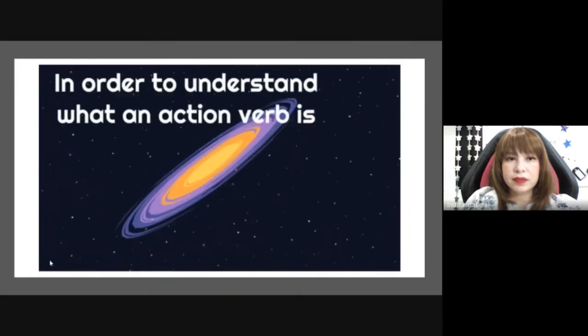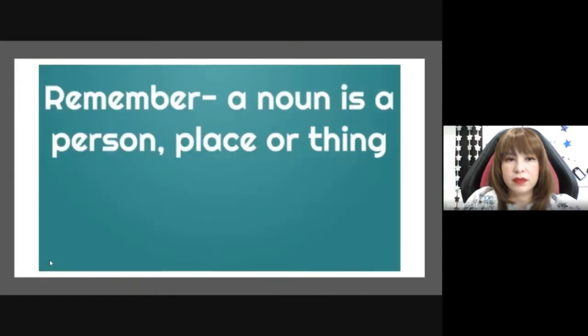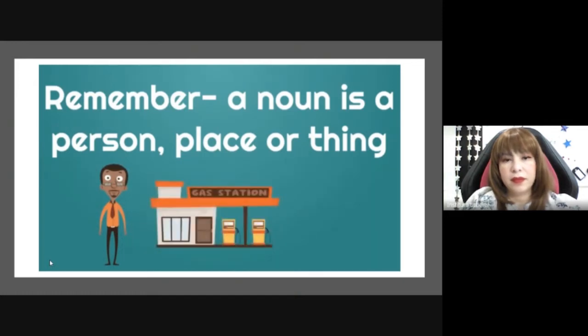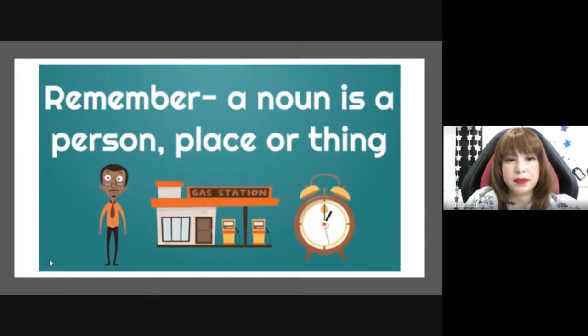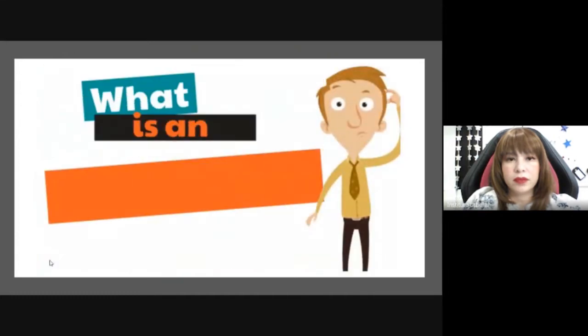The truth is, in order to understand what an action verb is, you have to understand what a noun is. Remember, a noun is a person, place, or thing. A person like a teacher, a place like a gas station, or a thing like an apartment block. If it's a person, place, or thing, it's a noun. Okay, so what's an action verb?